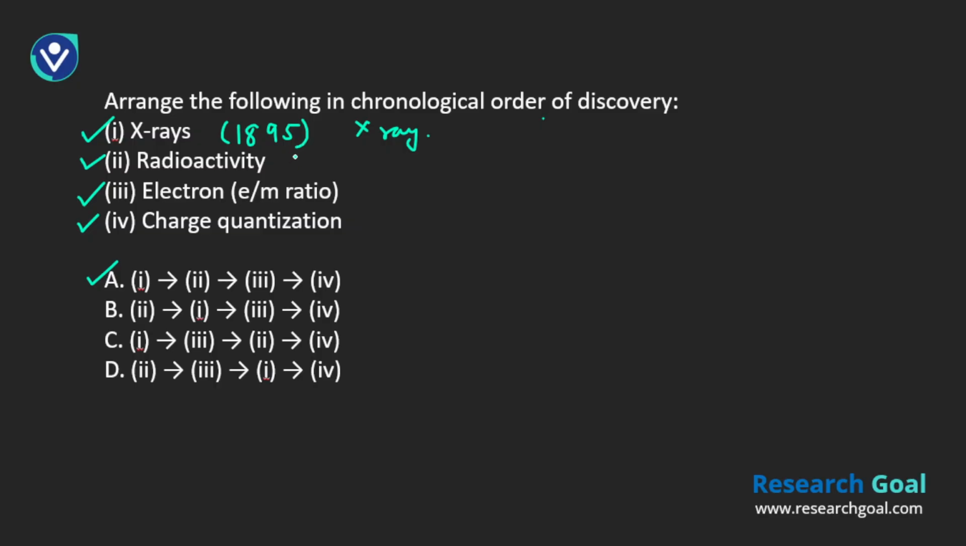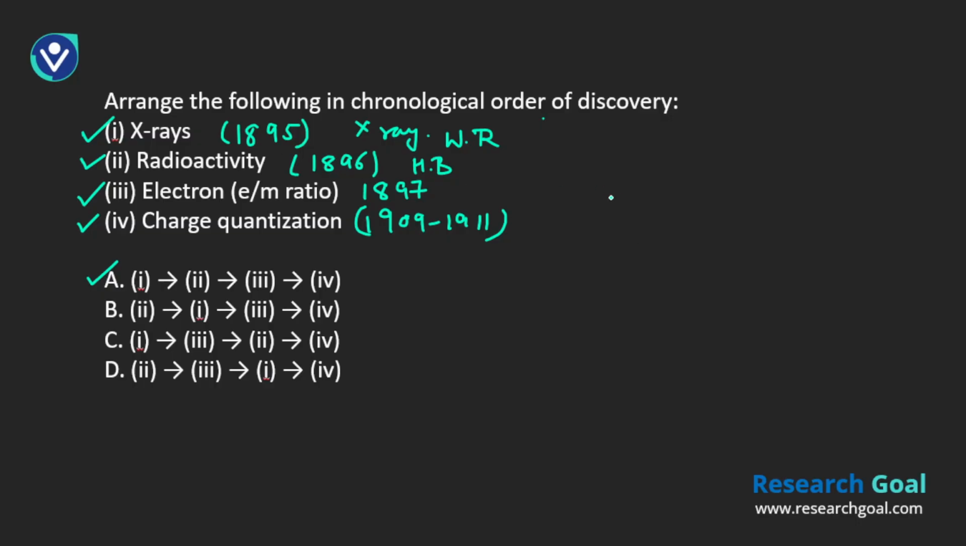Next, radioactivity is around 1896, Henri Becquerel, if you remember. Here I'll write down Wilhelm Röntgen. I hope I'm saying the name correctly. Then electron, the e upon m ratio, which is J.J. Thomson, 1897. And then the last one is Millikan, usually 1909 to 1911, because it took time for him to set up this experiment. Even if we take any value, it's in 1909.